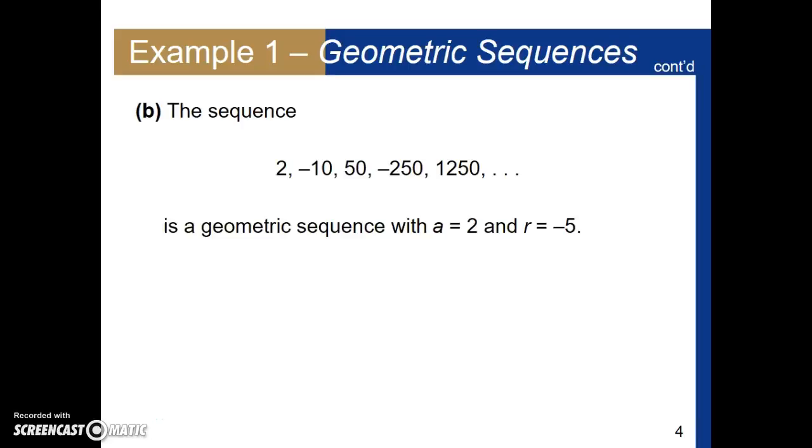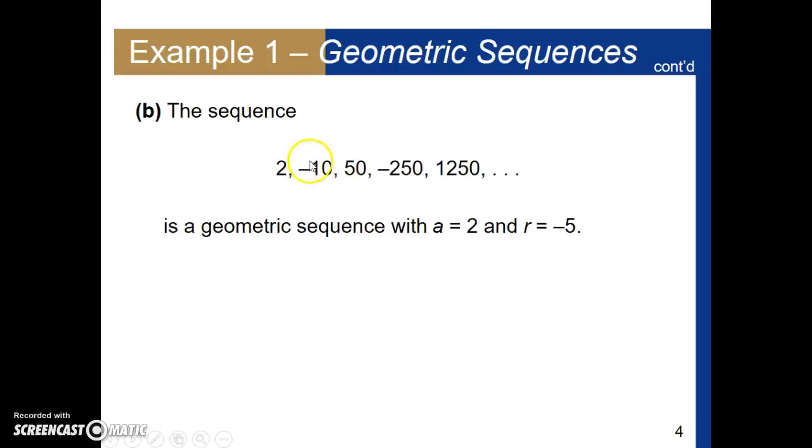So here's the sequence: 2, negative 10, 50, negative 250, positive 1250. The first thing I see is that I have alternating signs. The first sign is positive, the second sign is negative, so we'll have to handle that. It is a geometric sequence that I can very clearly see. a is 2, and they tell me r is negative 5, but let's look at how we could find r.